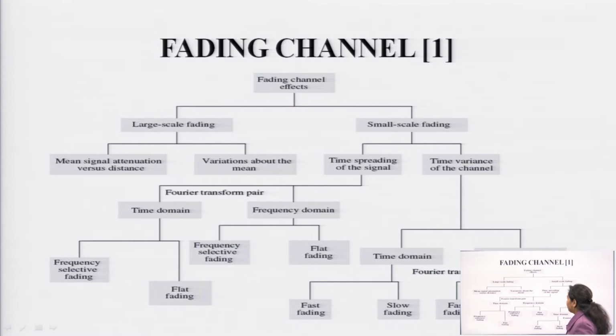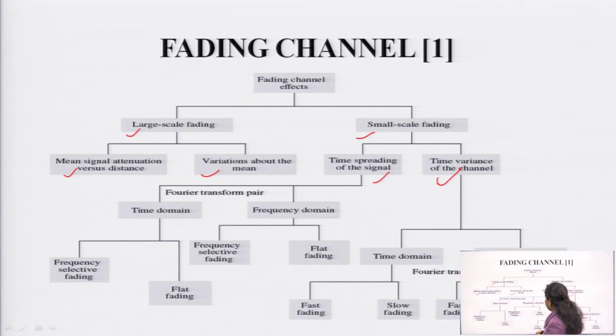This chart is basically showing the different types of fading. This one is the large scale fading, this one is the small scale fading. In case of large scale fading, it is mean signal attenuation versus distance. This is variation about the mean. So, whatever mean you have calculated, that is denoted by mu, of a particular signal, you have to consider for calculating this large scale fading. In case of small scale fading, this is divided into time spreading of the signal and time variance of the signal. So, both these things are considered.